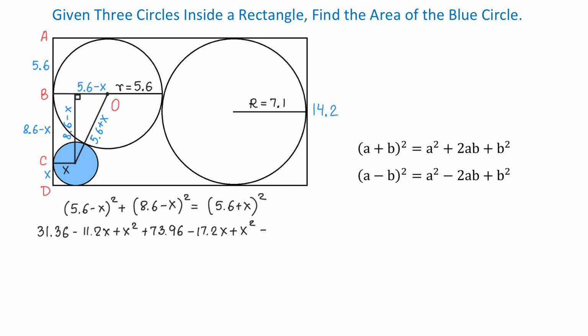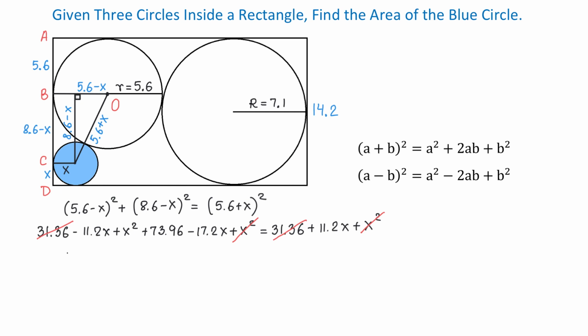And now on the right side, 5.6 squared is 31.36 plus 2 times 5.6 times x is 11.2x and plus x squared. Now let's cancel the same terms that we see on both sides. That is 31.36 and x squared. In the next step, we will move all the terms to one side and make the other side equal to 0.